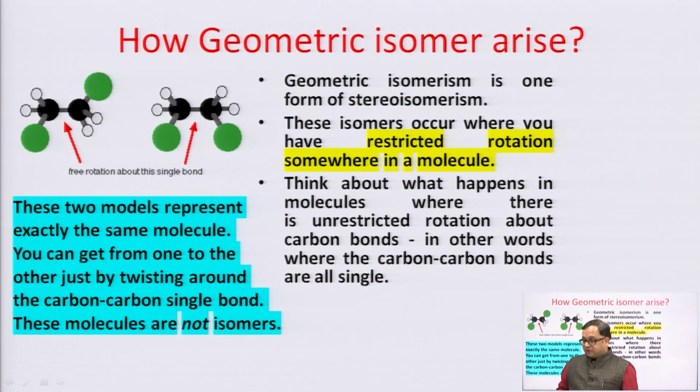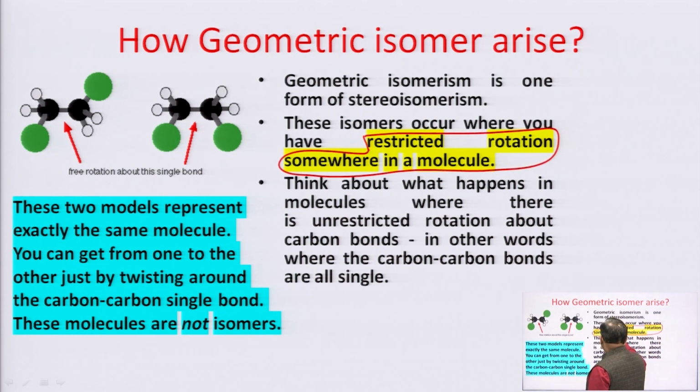Now, let us come to the main point: how geometric isomers arise. Geometrical isomers are one form of stereoisomers, as we have seen earlier, and these isomers occur when there is restricted rotation somewhere in the molecule. This is a very important point, students. So, keep on focusing on restricted rotation somewhere in the molecule. Now, what does this restricted rotation mean?